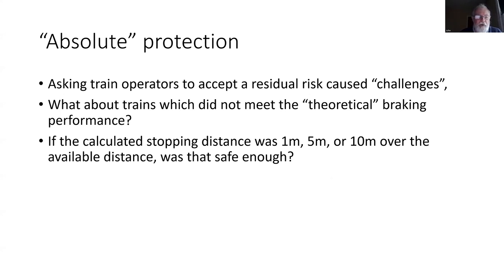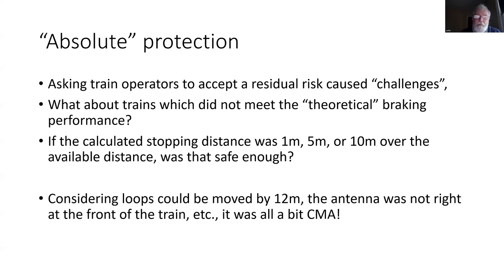And so there were many debates in these meetings about whether a calculated stopping distance, which was 1 meter, 5 meters, or 10 meters over the available distance, was safe enough or not. And if the stopping distance was, say, 10 meters over, then it would be probably a definite no. But when you get down to 1 or 2 meters, then people were arguing about whether there could be a small adjustment of the TPWS loops or the overlap length in order to make it safer.